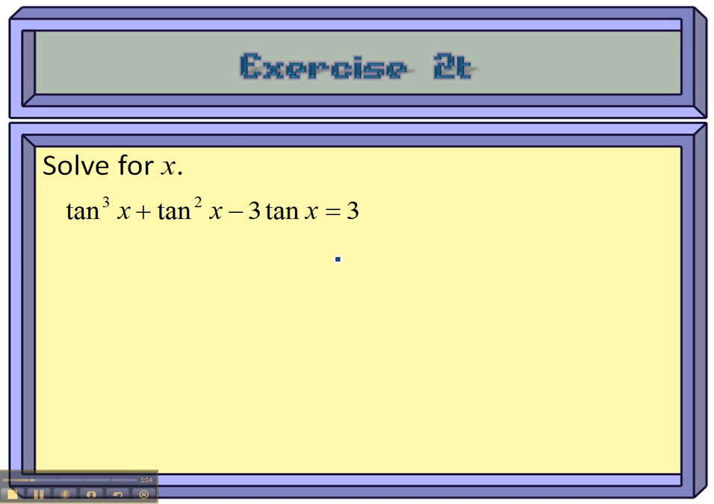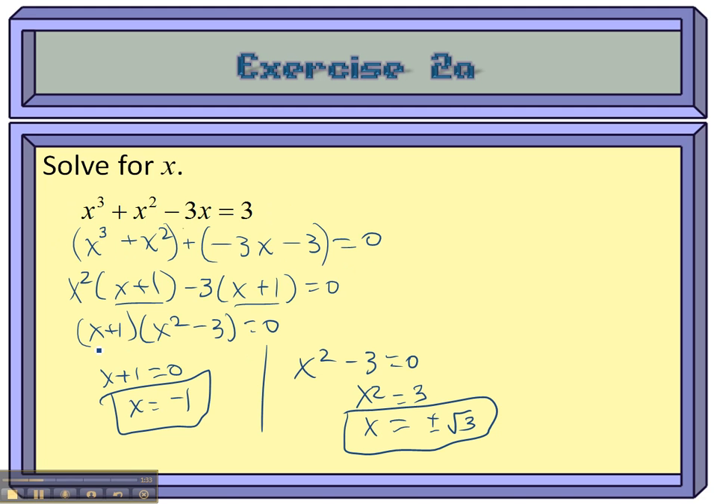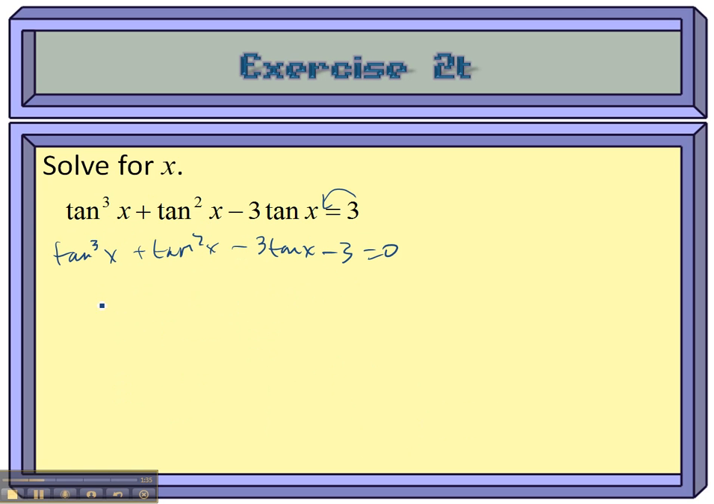Switch those things into tangents. So after I subtract the 3 over, tan cubed x plus tan squared x minus 3 tan x minus 3. It looks just like the previous equation, so all we got to do is factor it the exact same way. So tan x plus 1 times tan squared x minus 3. Separate these out, make them equal 0.